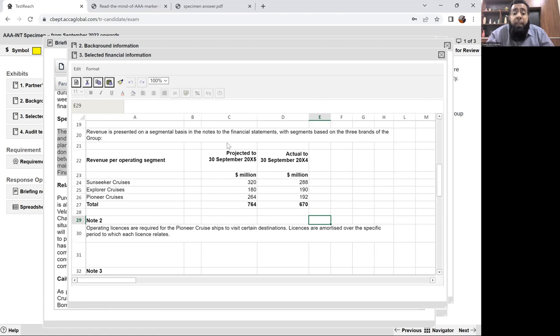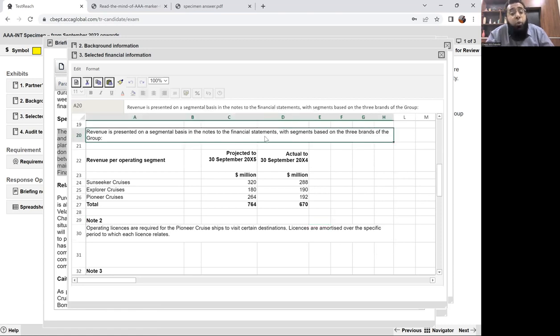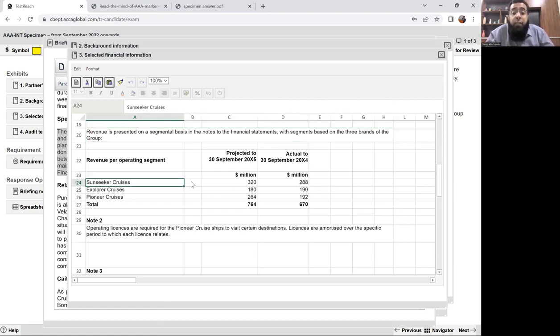Revenue is presented on a segmental basis in the notes to the financial statements, with segments based on the 3 brands of the group. Now they are presenting 3 segments: Sunseeker Cruises, Explorer Cruises, and Pioneer Cruises. They are not presenting onboard sales as a separate segment. They are making segments according to their 3 brands.